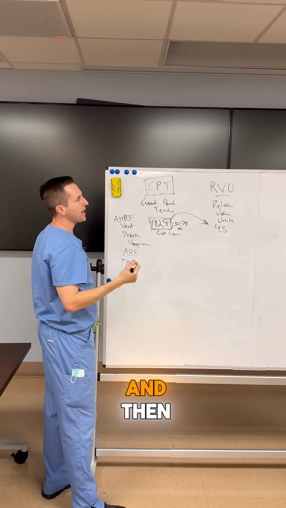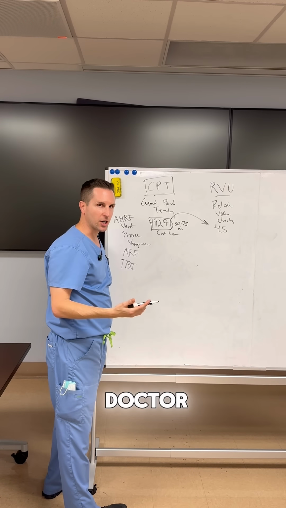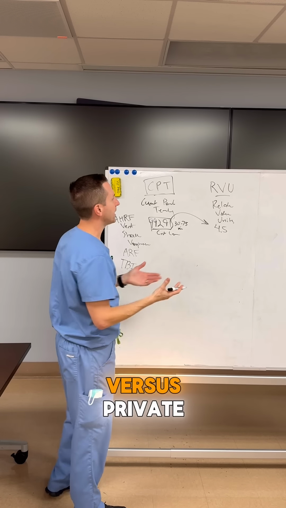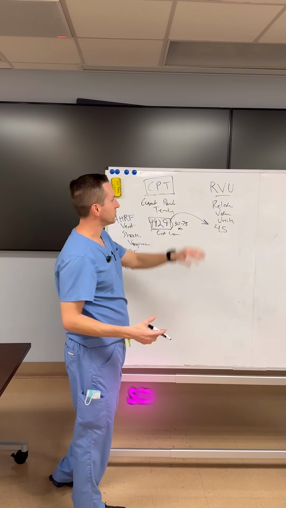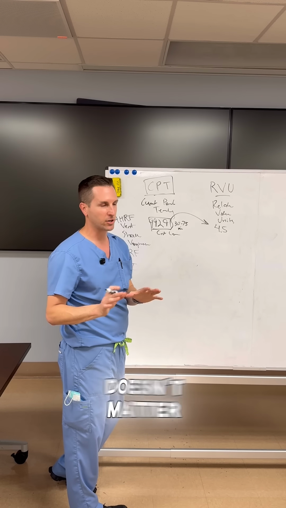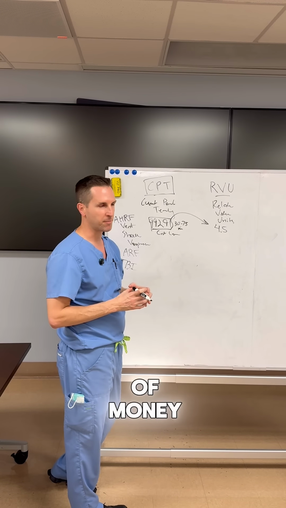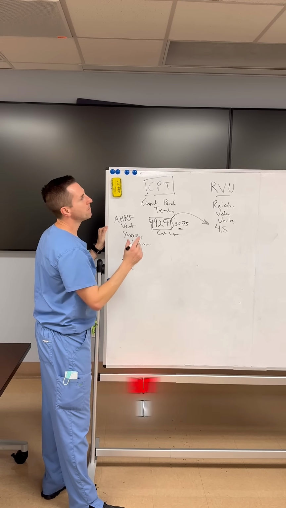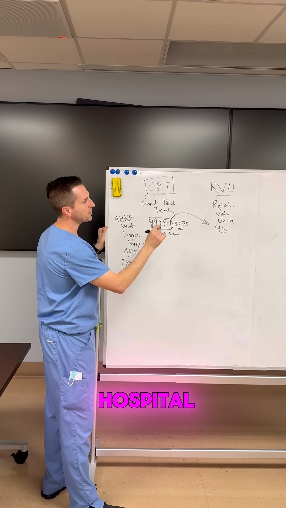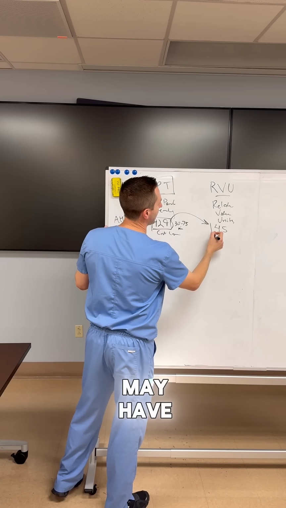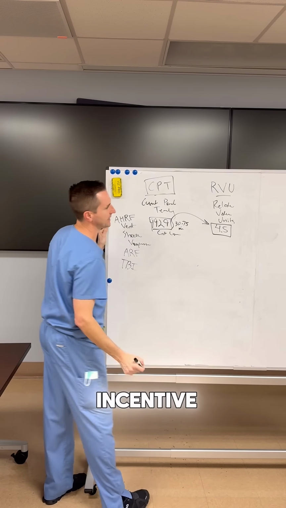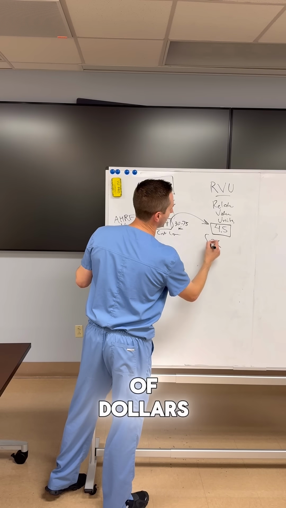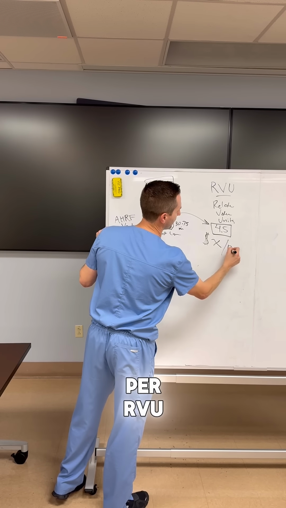And then once you become a doctor, so if you saw my lecture on employed versus private, you just get collections, so the whole RVU thing doesn't matter as much. You just are going to collect a lump sum of money for your service, which is still based on your CPT code, okay? But in a hospital, if you're employed by a hospital, you may have some type of RVU incentive. So you may be paid then X number of dollars per RVU.